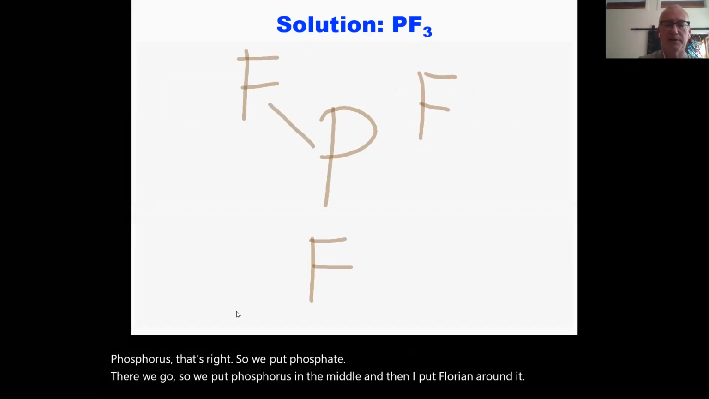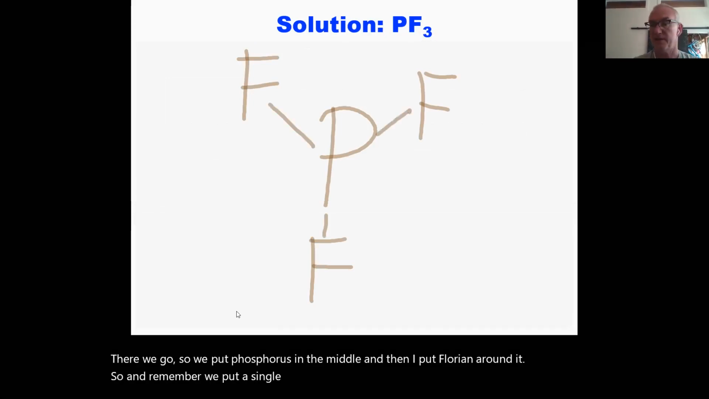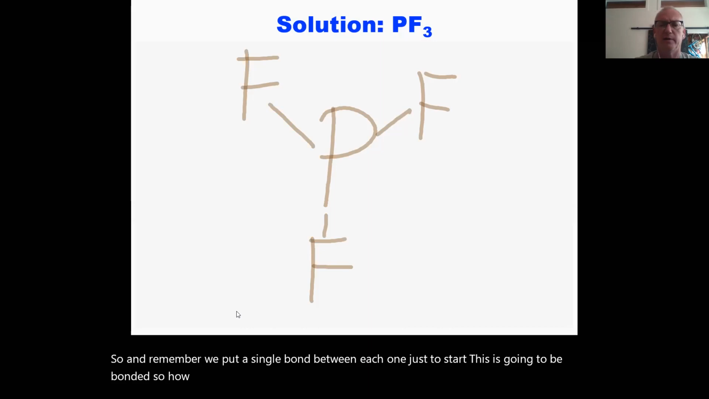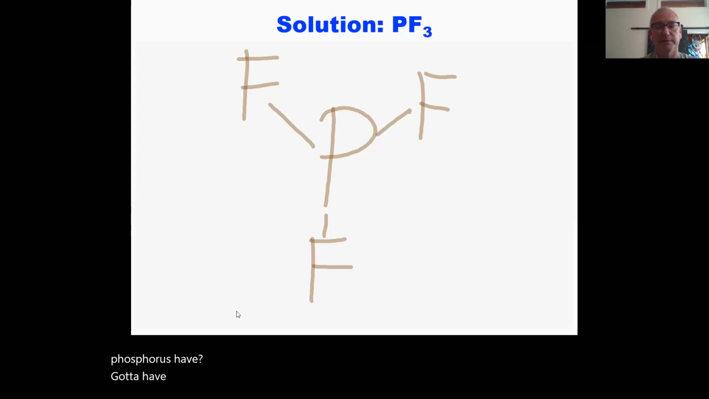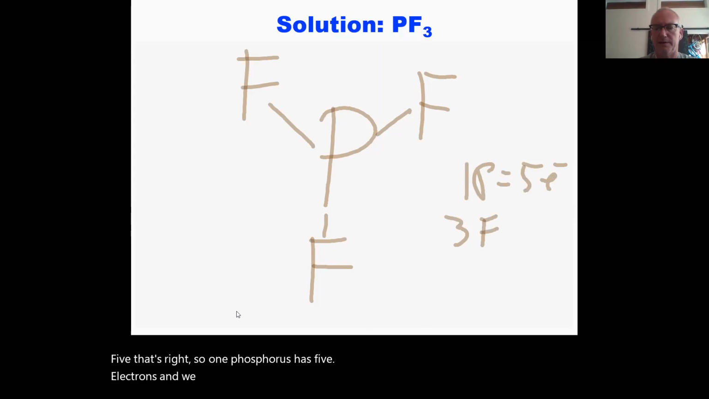And remember, we put a single bond between each one just to start. It's got to be bonded. So how many total electrons are we dealing with? How many valence electrons does phosphorus have? Got to have a periodic table in front of you at all times. 5. 5, that's right. So one phosphorus has 5 electrons, and we have 3 fluorines, and how many do they have? 7. So 21 and 5, that's 26 electrons.